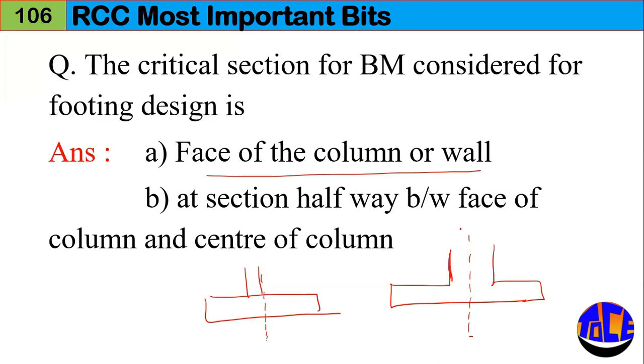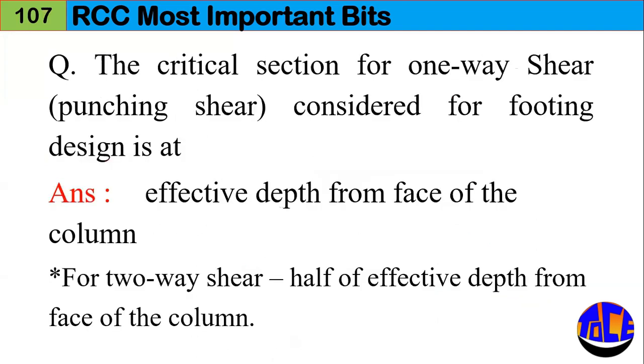So this is your facing, right? And this will be the center of the facing and the column center. So this will be your critical section. This is your B and this is your A. So these are the conditions for the critical section for bending moment.